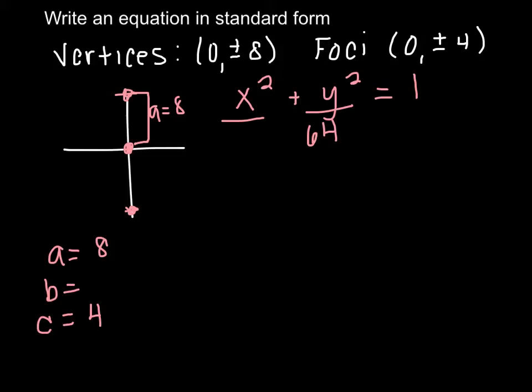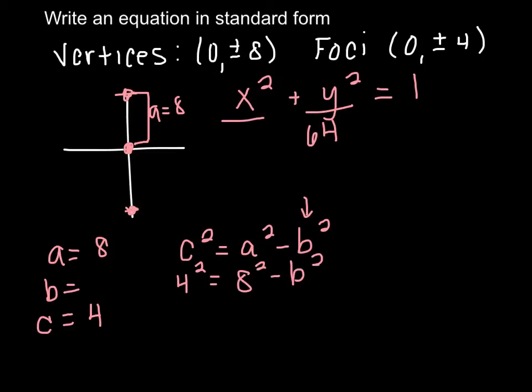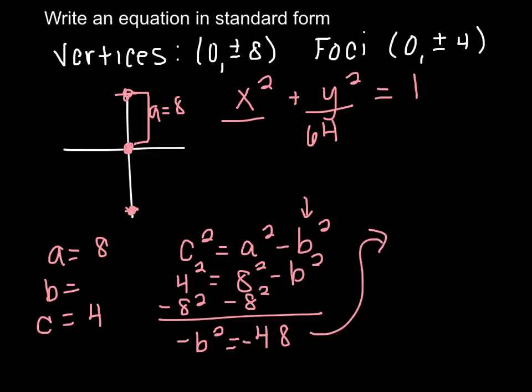So the equation for focus is c squared equals a squared minus b squared. So I could technically solve for b. C is 4, so I have 4 squared. A is 8. So let's go ahead and simplify this. When I subtract 8 squared to the other side, I get negative b squared equals negative 48. When I divide both sides by negative 1, I get b squared equals 48.